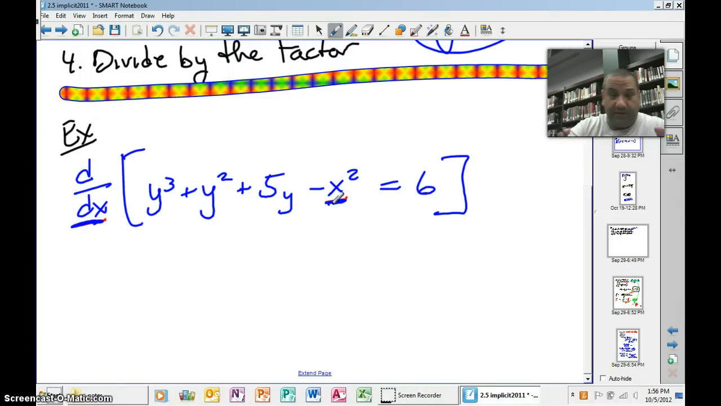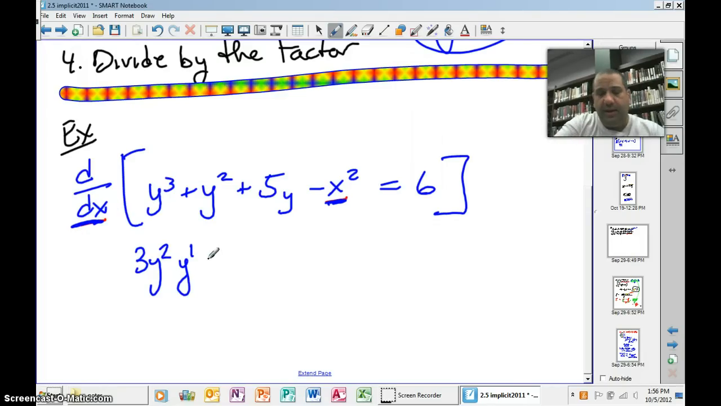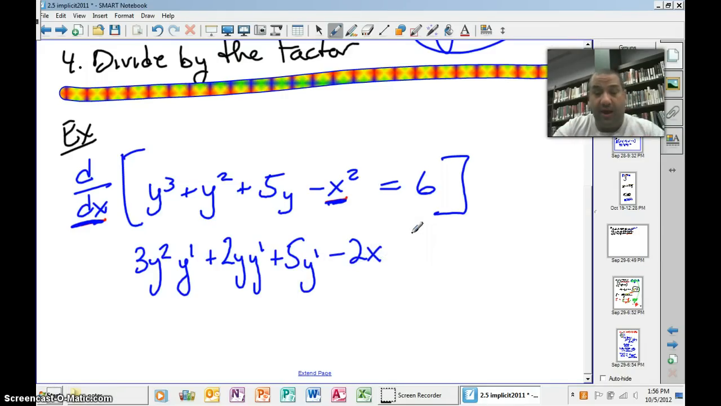So here we go. Let's take the derivative. Derivative of y cubed, power rule, 3y squared, but don't forget it's y prime because they didn't match. The next one is 2y y prime, because they didn't match. And the next one's 5y prime because they didn't match. But this one is minus 2x. The variables did match. And if you remember, the derivative of any number is 0.